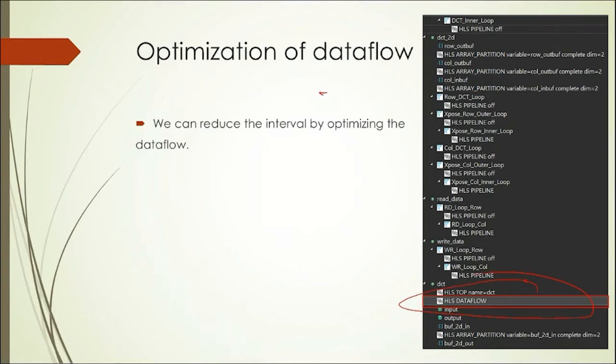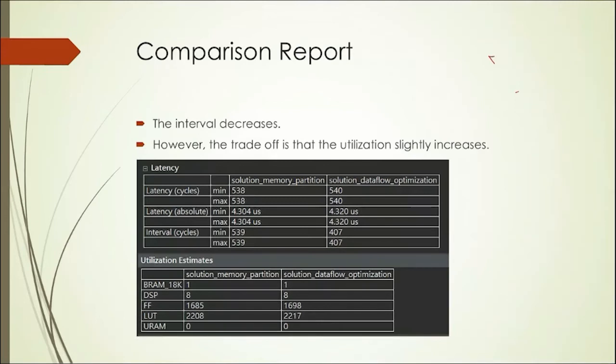Okay, so here's a comparison of reports. You can see here the interval was 539, but now it is reduced to 417. So it means that in the previous design, this entire function takes 539 cycles to accept a new set of input data, but now it only requires 417.